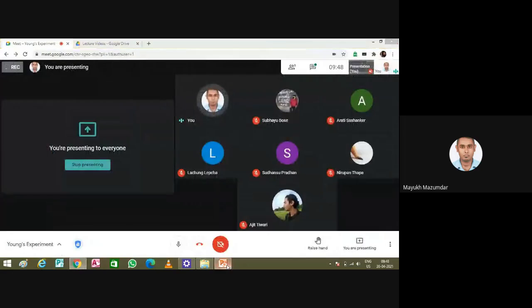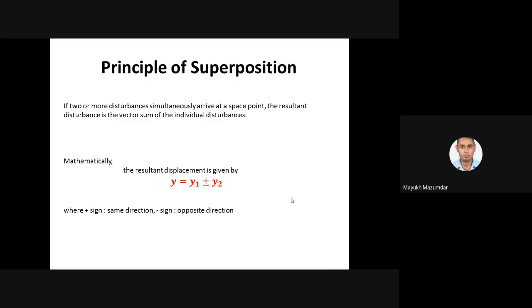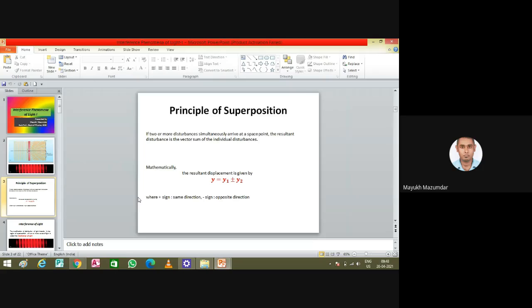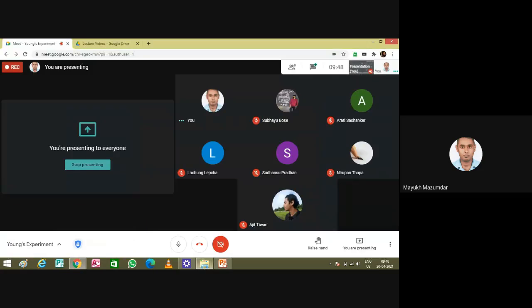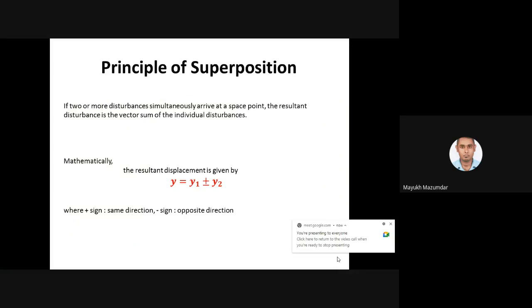Superposition is a ubiquitous kind of thing; it is present in other branches of physics as well. You'll see this in electrostatics too. What it says is that when we have two or more disturbances, which we can simply call waves, arriving at a particular point, the resultant displacement would be the vector sum of the displacements of the individual waves.